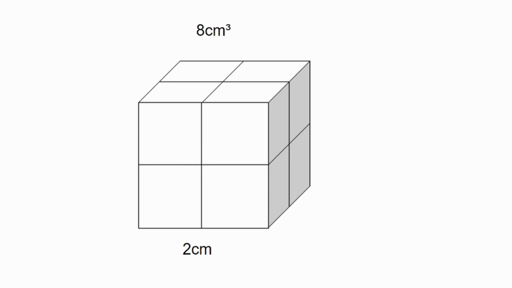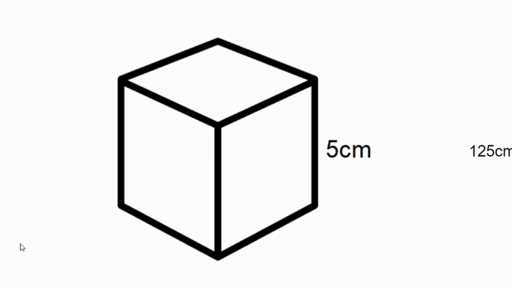Now, if we were to move on to another version of a cube, this time without having any of the individual centimeter lines drawn on, I could have this cube that is 5 centimeters by 5 centimeters by 5 centimeters. So if I multiply the length by the width times the height, 5 times 5 is 25, times 5 is 125. So the volume of this shape is 125 centimeters cubed.